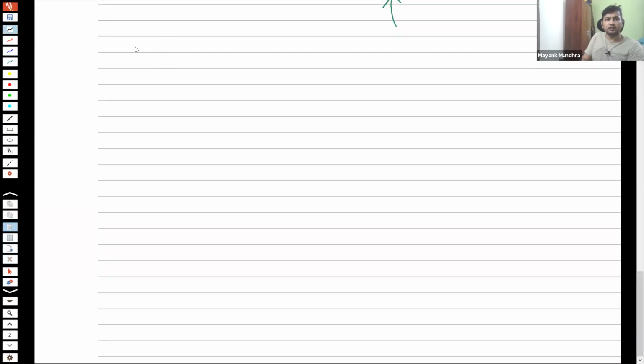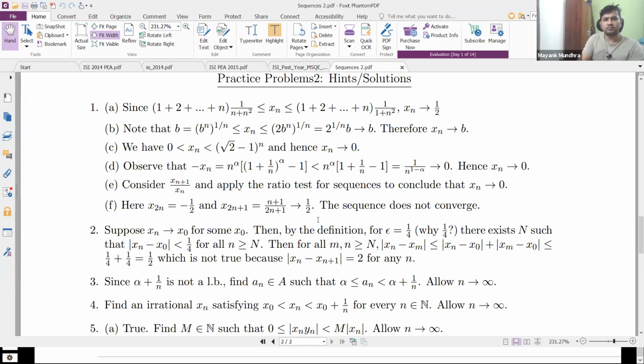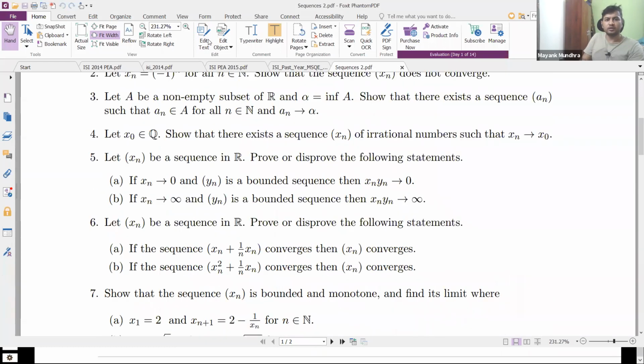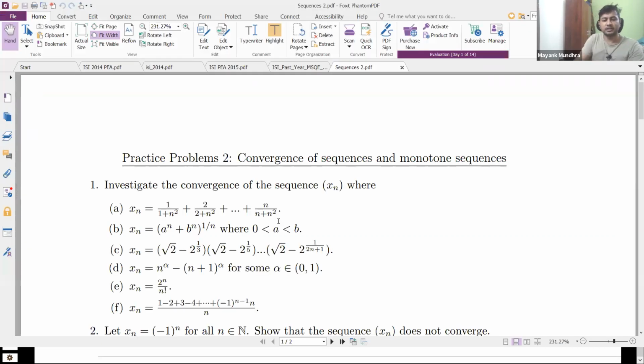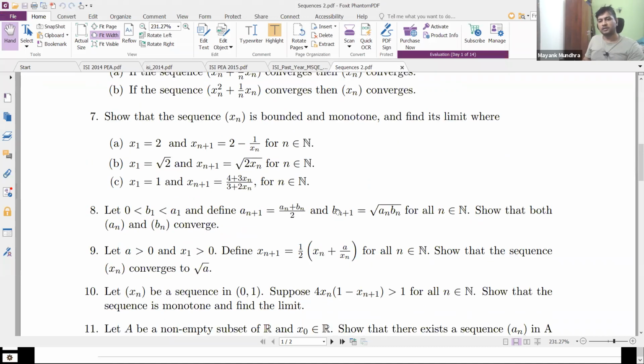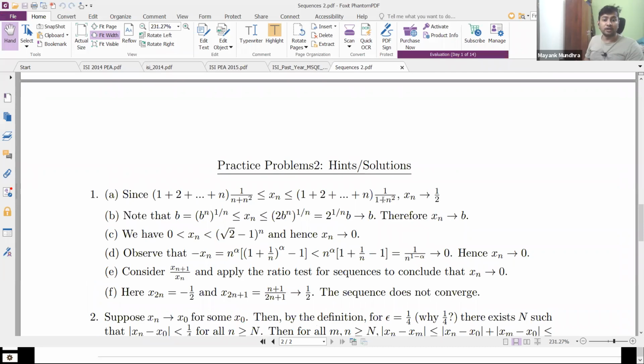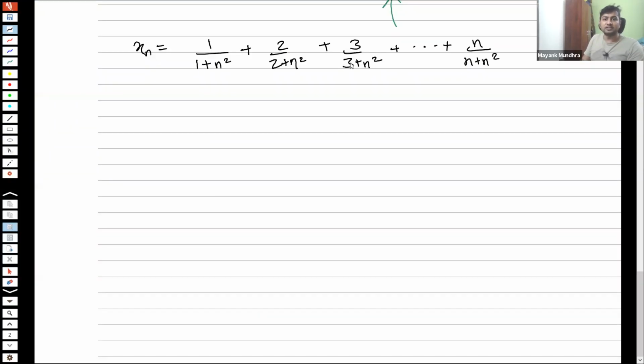So xn is, what is xn? 1 upon 1 plus n square plus 2 upon 2 plus n square plus 3 upon 3 plus n square and so on till n upon n plus n square. So he's saying that consider a sequence yn in which the elements have the common denominator. So instead of going for 2 plus n square, 3 plus n square and so on, just go for 1 upon n plus n square plus 2 upon n plus n square plus 3 upon n plus n square and so on till n upon n plus n square.